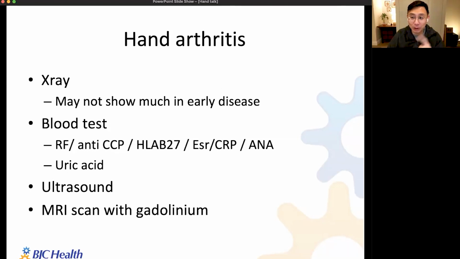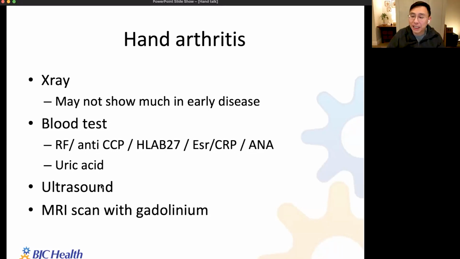If a person has a cold or flu, that will go up. But in the absence of an infection, and a person has an inflammatory arthritis, yeah, they can be high. That can be a clue. Uric acid, yes, gout can affect the hands, usually in the later stage of the disease activity.